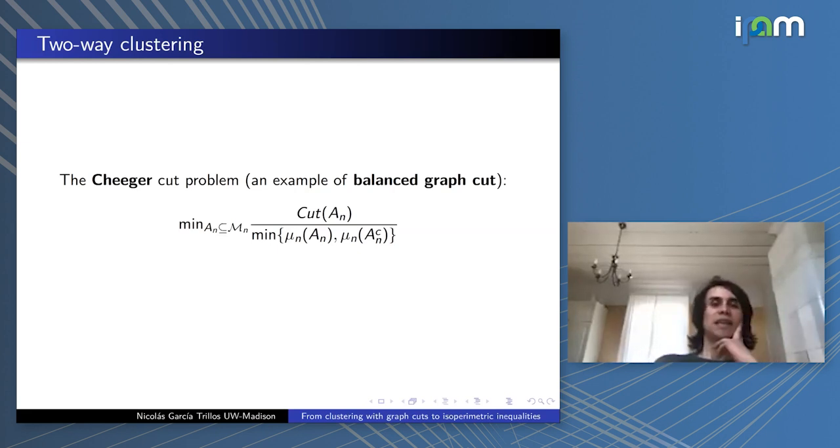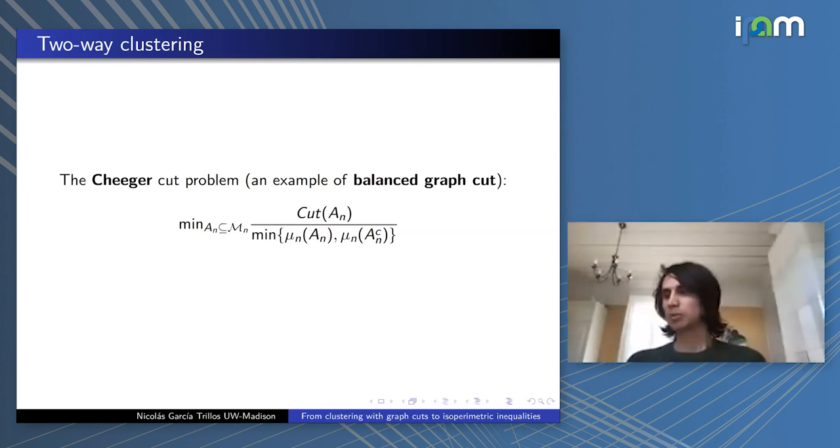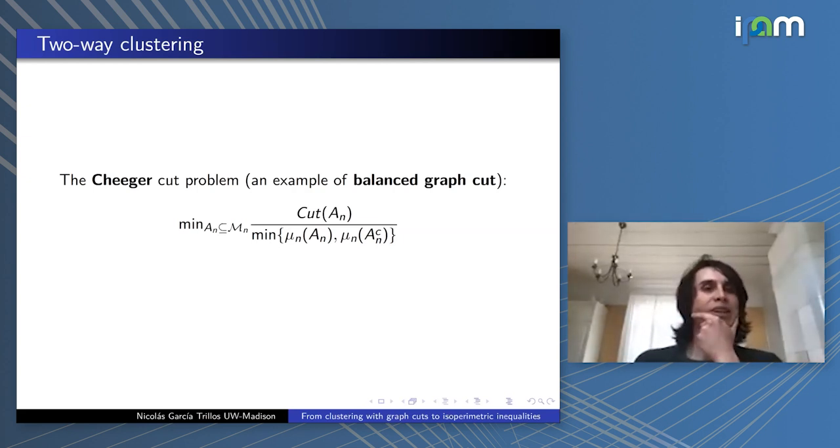So at least if the intention is to cluster data into two groups, then this Cheeger cut problem is trying to mediate between enforcing small interaction between the two sets, but also, by looking at this balance term, the denominator of this expression, you're trying to enforce the partition to be a little bit more symmetric, and in particular trying to rule out trivial partitions. Okay, so that's perhaps the standard two-way clustering scheme.